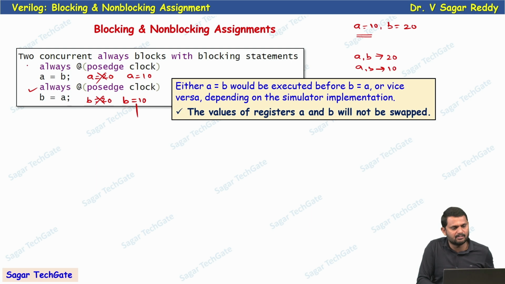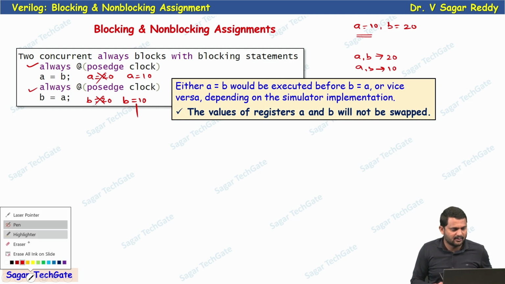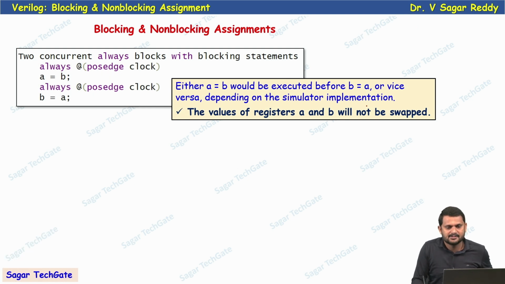If you execute this always block first, both A and B values are 20. If you execute the other always block first, A and B values are 10. So it depends upon the simulator implementation. Yes or no? And moreover, these registers A and B will not be swapped. Understood?